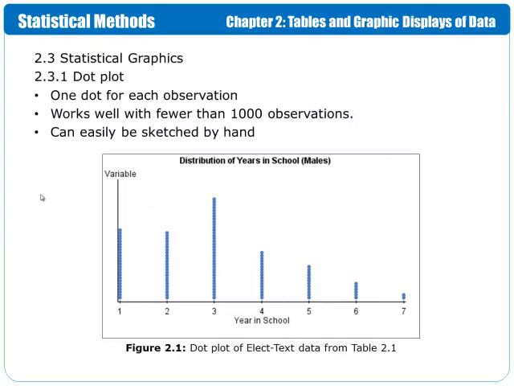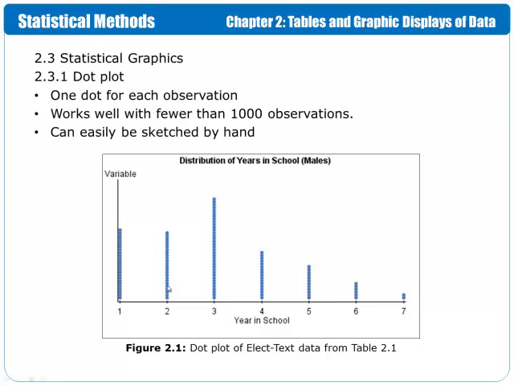Now let's look at statistical graphics. In this section, I will demonstrate several different types of graphics. In most cases, a specific data type has to be used for each graph. First, we look at a dot plot. A dot plot is a graph that has a dot for each observation in the data.